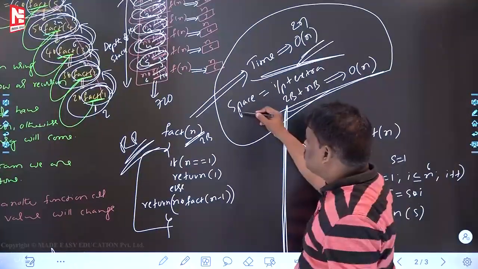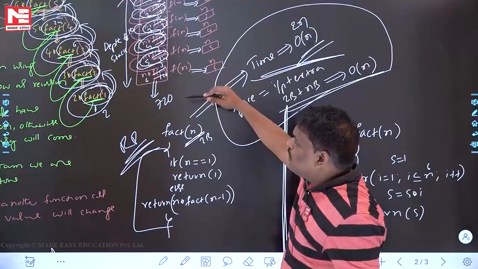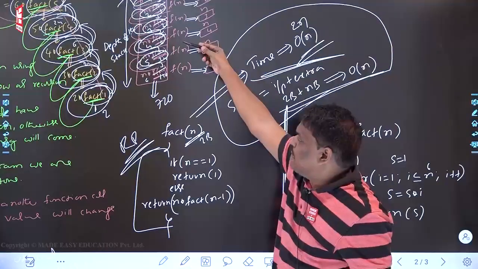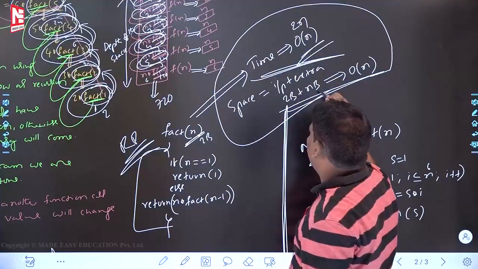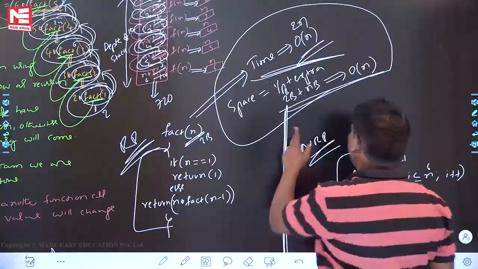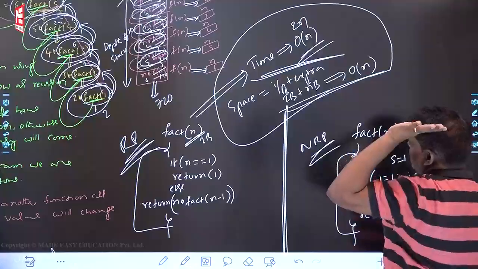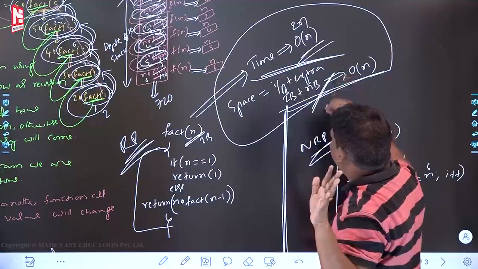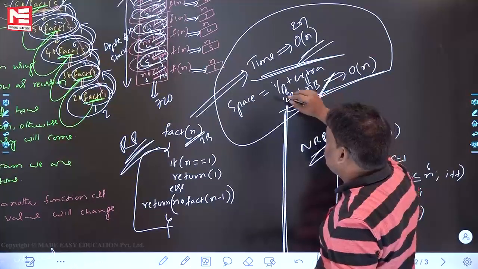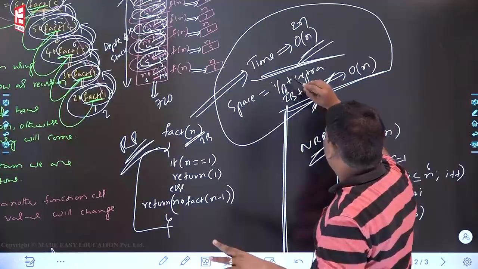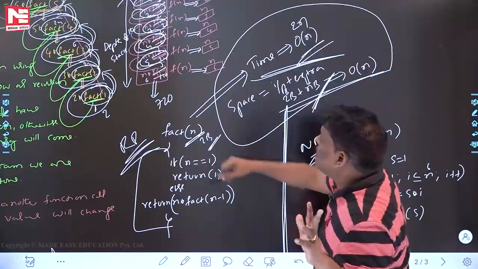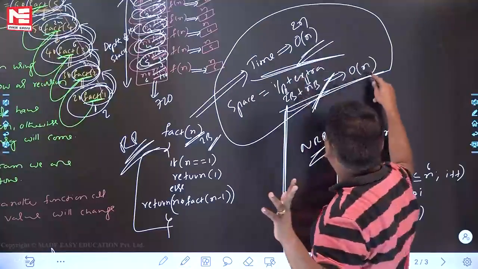Next, what about space? Because it is a recursive program, a lot of stack space is taken. Factorial of 6 means 6 units of stack, and factorial of n means n units of stack. This is the extra, and this is the input. Input is 2 bytes, so 2 bytes plus n bytes, finally Big O of n. Normally people will ask for extra space only, which is n bytes. But space means total: input is 2 bytes, extra is stack n bytes, totally Big O of n.